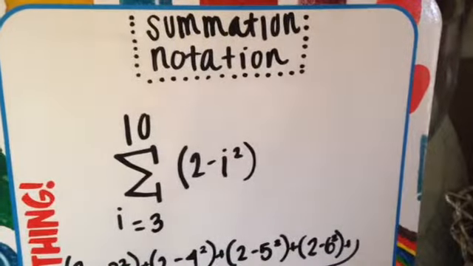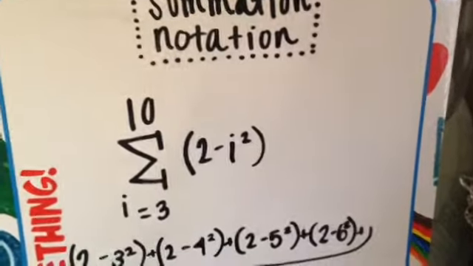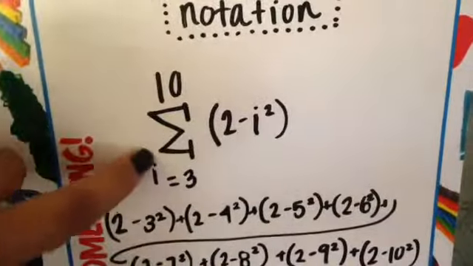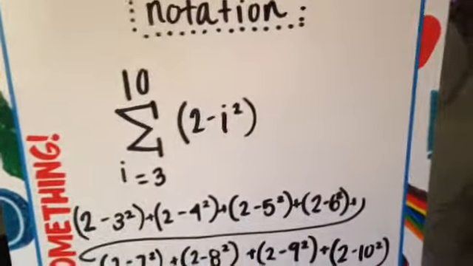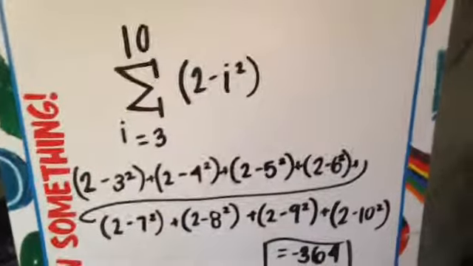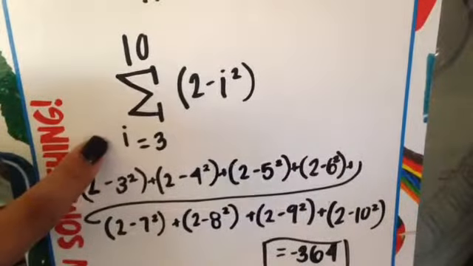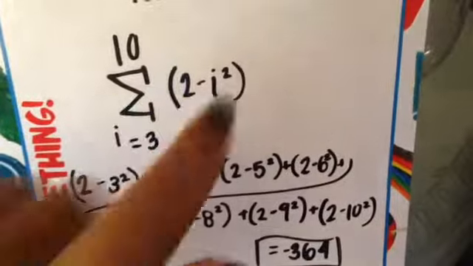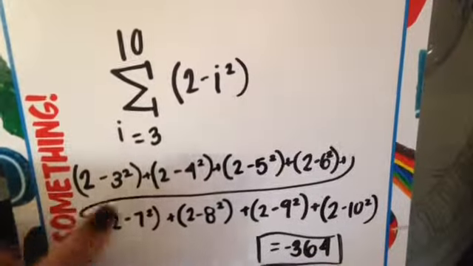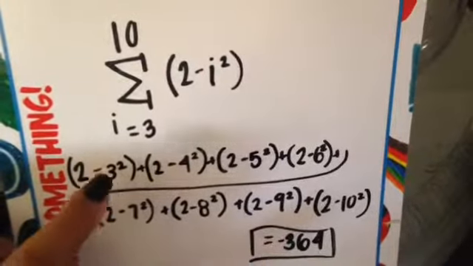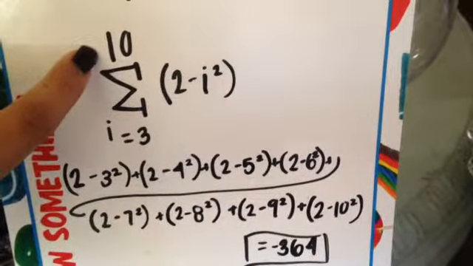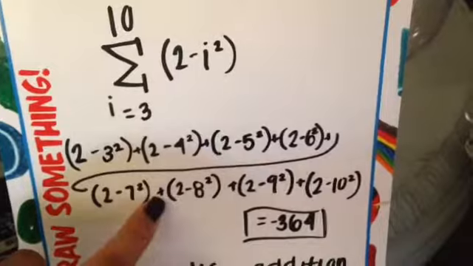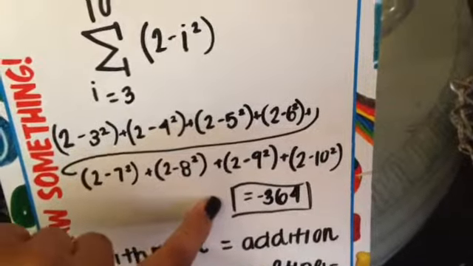Okay, so this is summation notation, and this little figure here is called a sigma, and this is i. This is going to be your variable. So what you have to do is solve, and your i is constantly changing, so you have to plug in your i to the formula given. You start with your i, which is 3, and then you move up until you get to this number, because this is how many terms you need. Once you plug in your formula to everything, you can go ahead and solve, and you get negative 364.